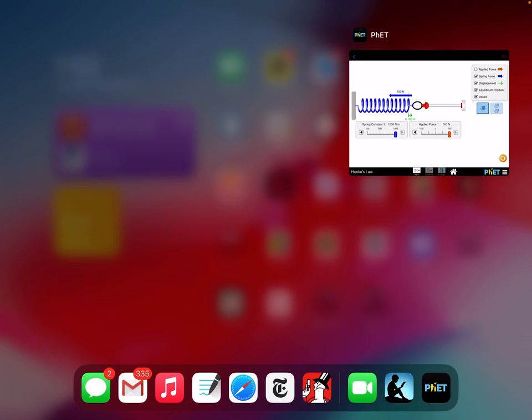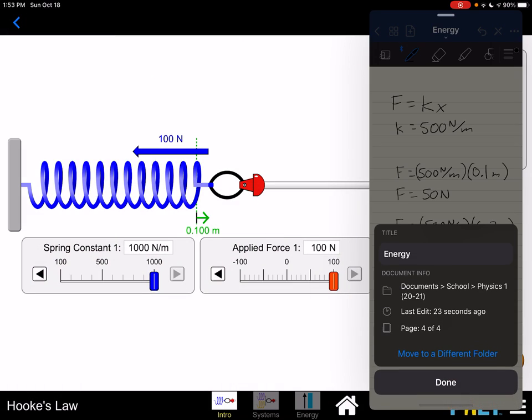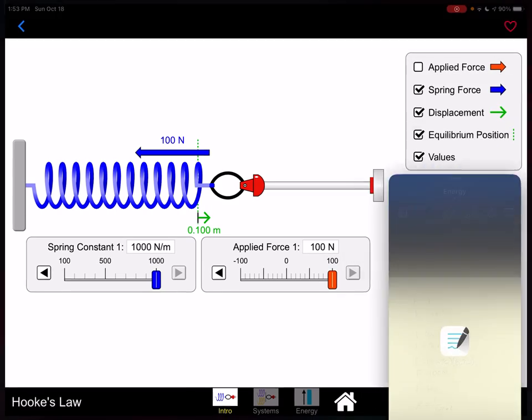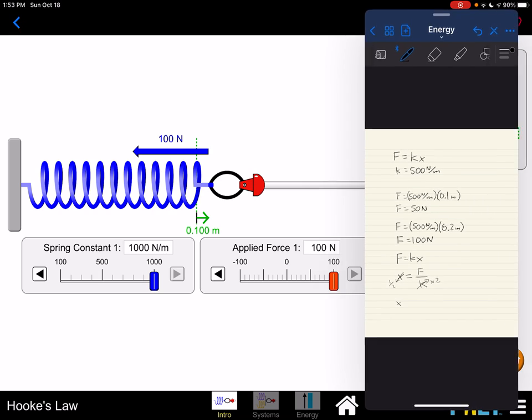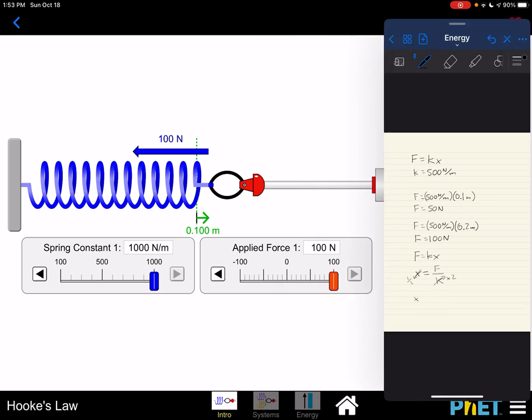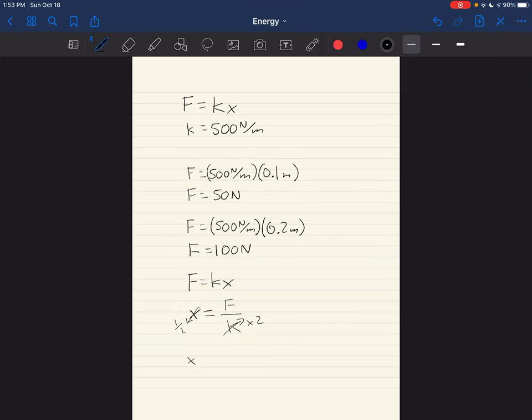Just understanding this relationship. Oh, come on, let's go full screen. This is frustrating. Maybe I just have to get rid of it, then open it back up.